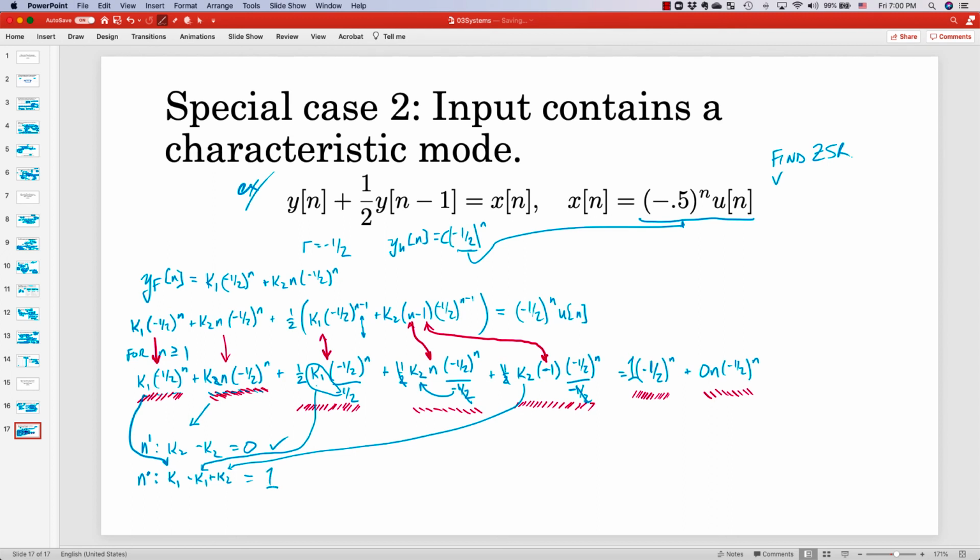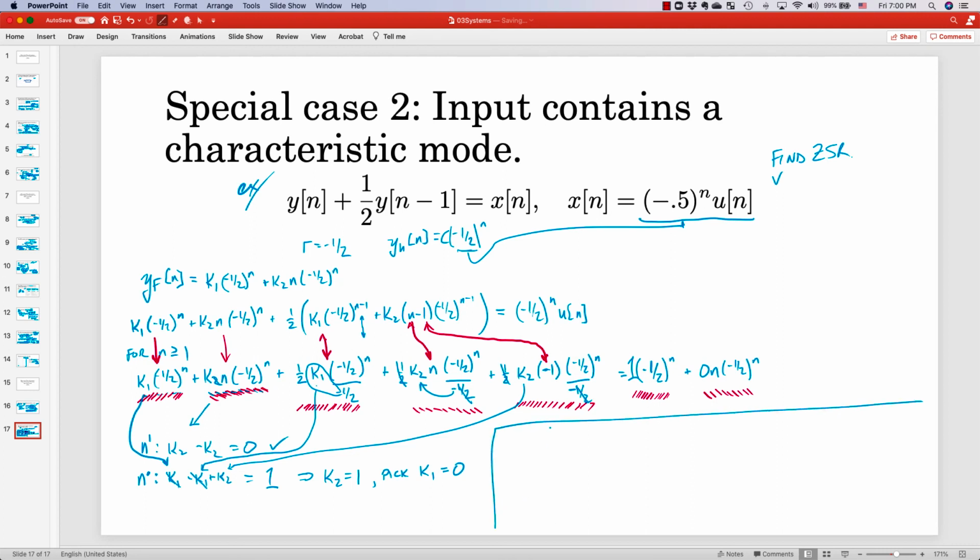Okay, so this tells me that k1 will cancel the k1, and so k2 has to be 1. Because this is called the particular solution in your math terms, I only need one such solution that satisfies the inhomogeneous differential equation. So I'm able to pick any k1 that satisfies this system, and the most convenient k1 to pick is k1 equal to 0.